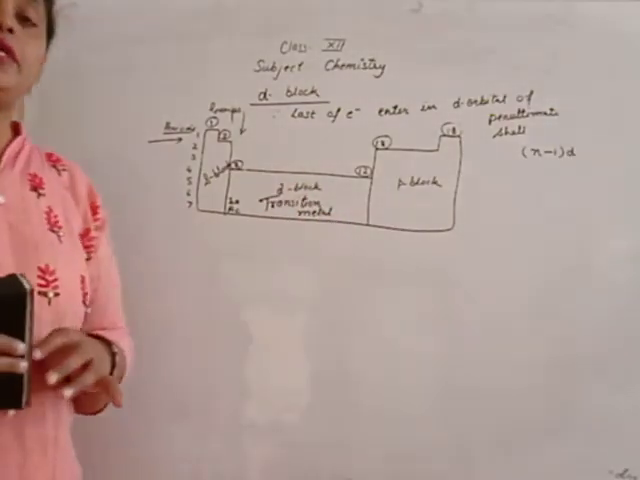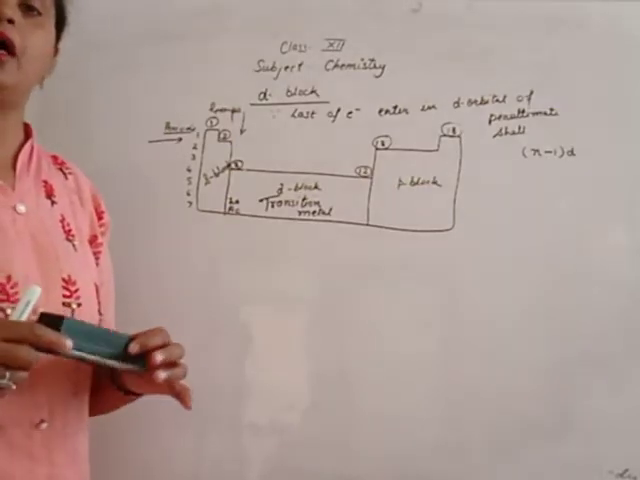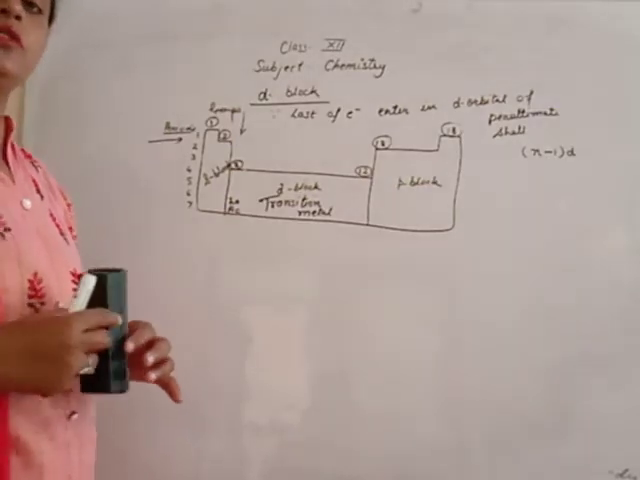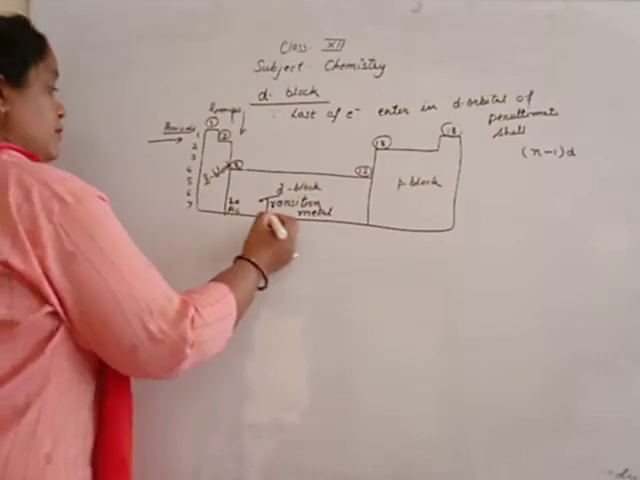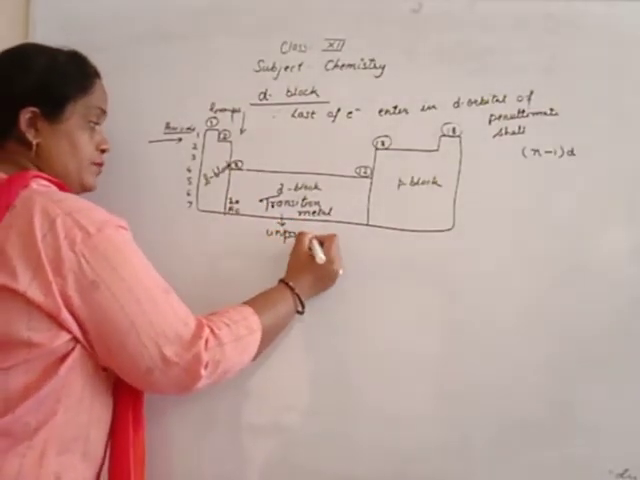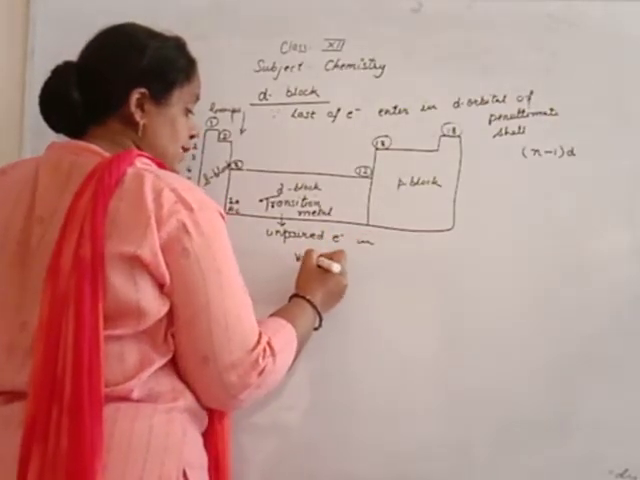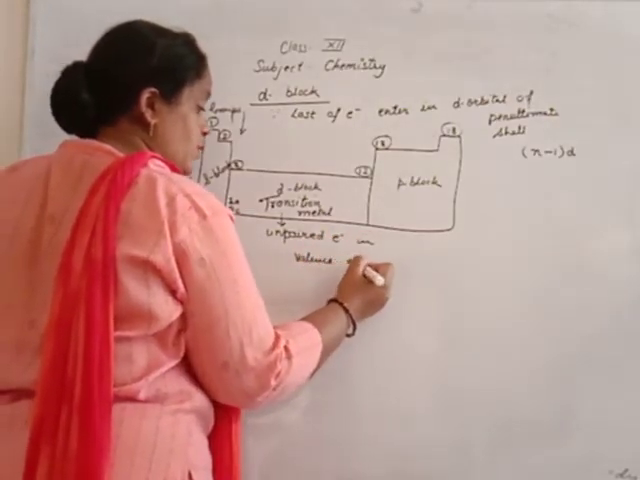Another reason to say transition metal is because they have unpaired electrons in the outermost shell or outermost electronic configuration. That is, because of the presence of unpaired electrons in the valence electronic configuration.